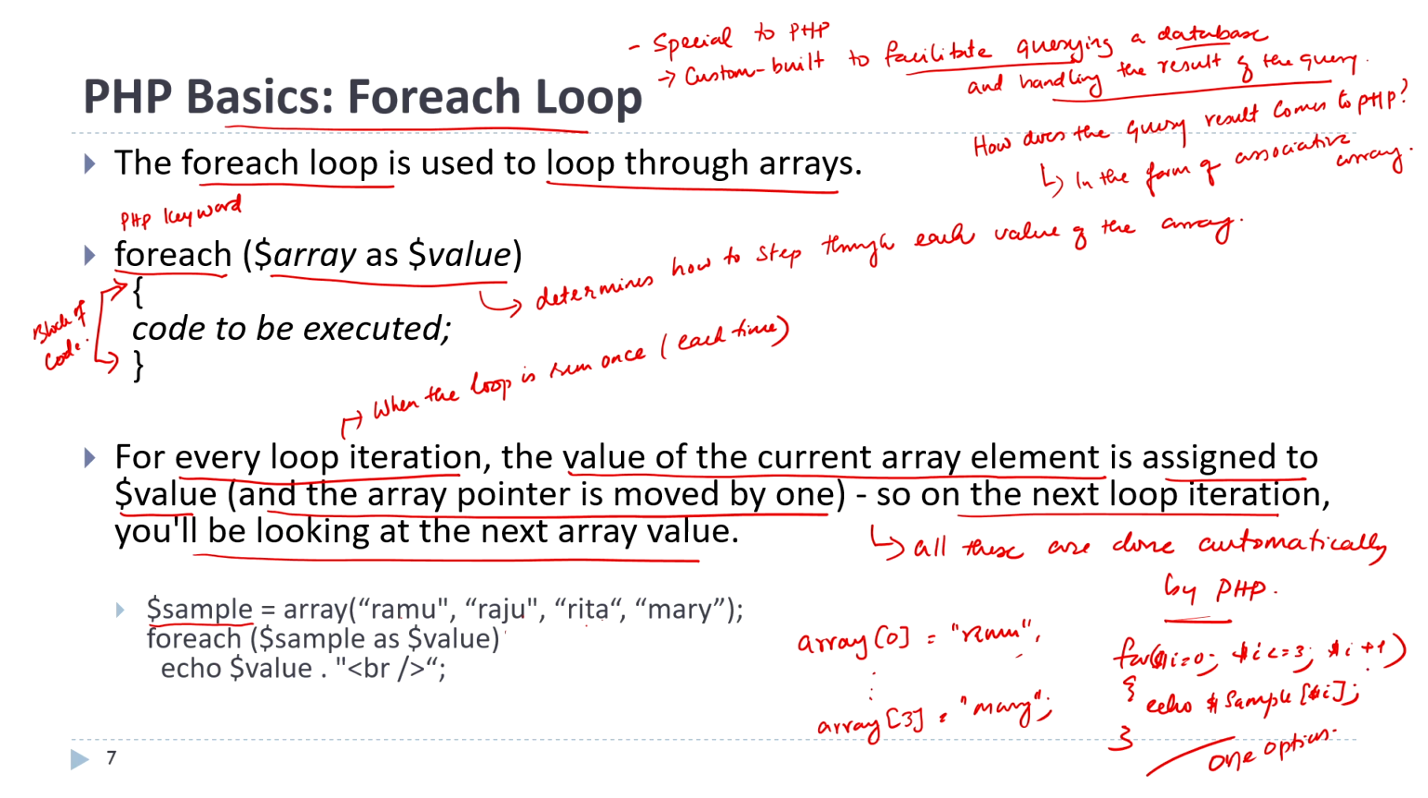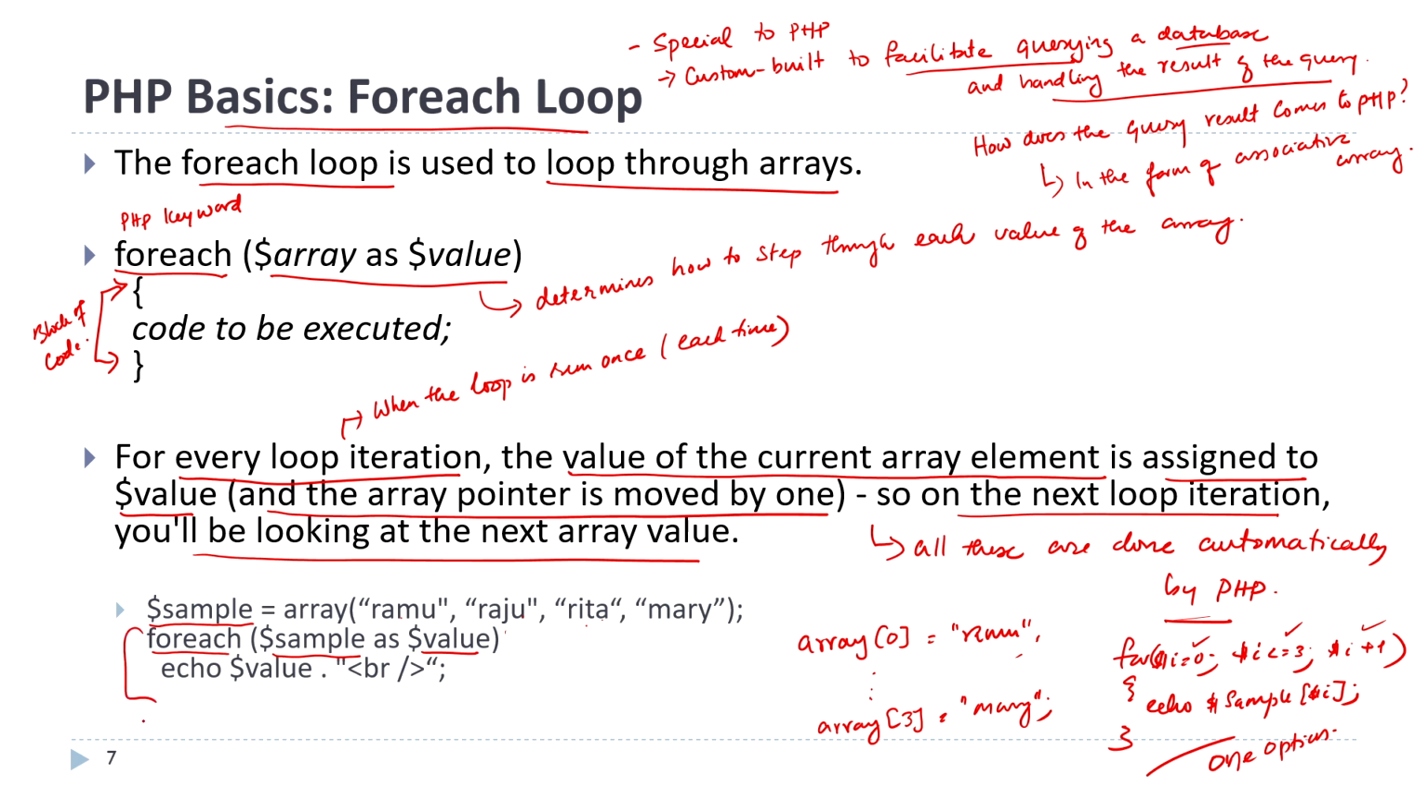Instead of that, I can just write one line of statement which says foreach $sample as $value. So, it says for each value in the array $sample, take one, assign it to $value and then step to the next. And then all you do is echo $value. I do not need to know the starting counter, the ending counter, or the incrementation criteria. In just 2 lines of code, you will step through each element of the array.